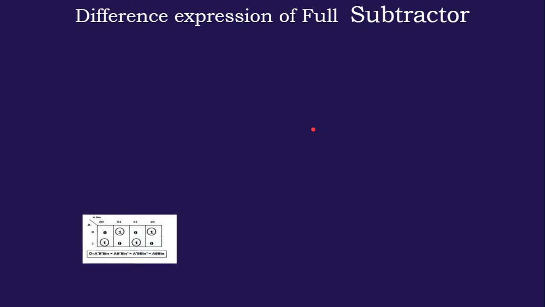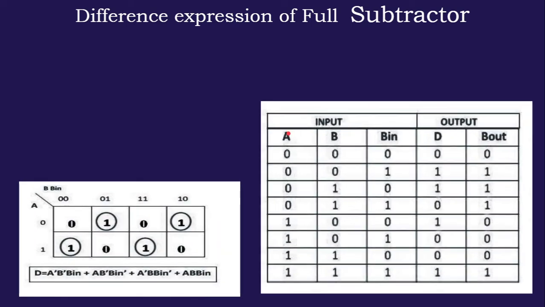Let us see how to draw the Karnaugh map and find the expression for the difference in this slide. First, from this truth table, take only the difference column alone. We know that we have three variables, so the combinations are 2 power 3, which is 0 to 7. So we have to draw the Karnaugh map this way.